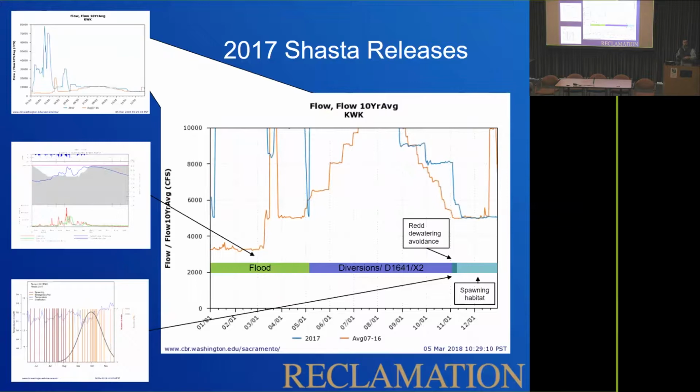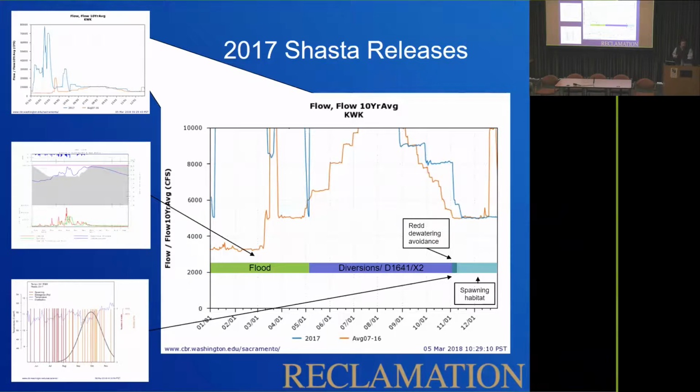And so the upper left-hand slide is the hydrograph. The blue line is the actual flow that year being released from Keswick. The orange line is the 10-year flow. I've magnified flows under 10,000 CFS in that main figure there. And so you can see that orange is the 10-year average. The blue line is the flow from 2017.